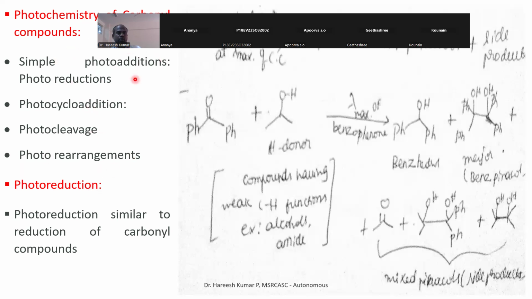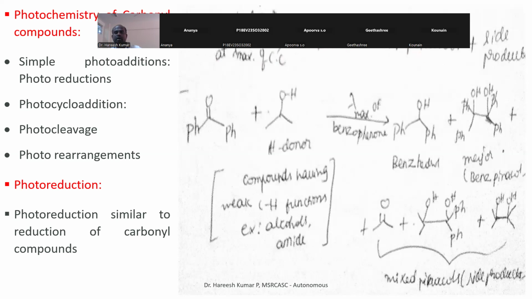Let's take the first one, photoreductions. So photoreduction means reduction of a carbonyl compound using light. Here, in general terminology, CC indicates the carbonyl compound. Here a hydrogen donor is used, and the carbonyl compounds are irradiated at the lambda max, meaning the maximum absorption of the carbonyl compound. What are the products obtained? The products obtained are simple alcohols. That means a secondary ketone is converted into a secondary alcohol.